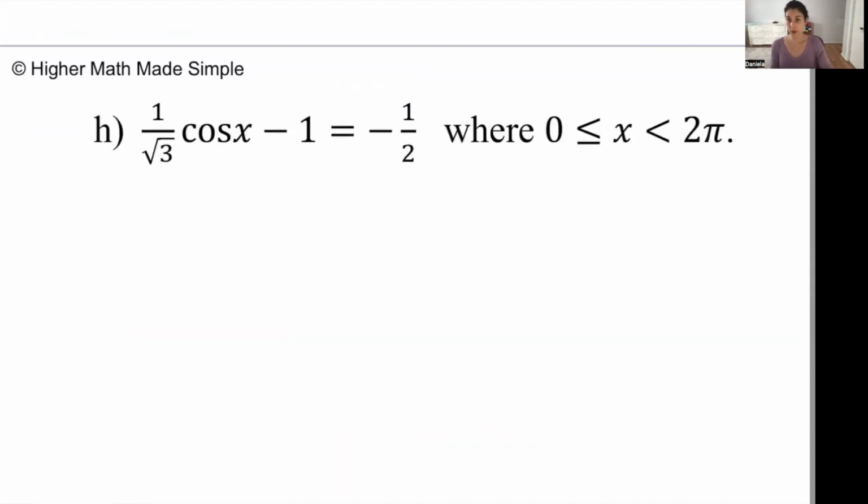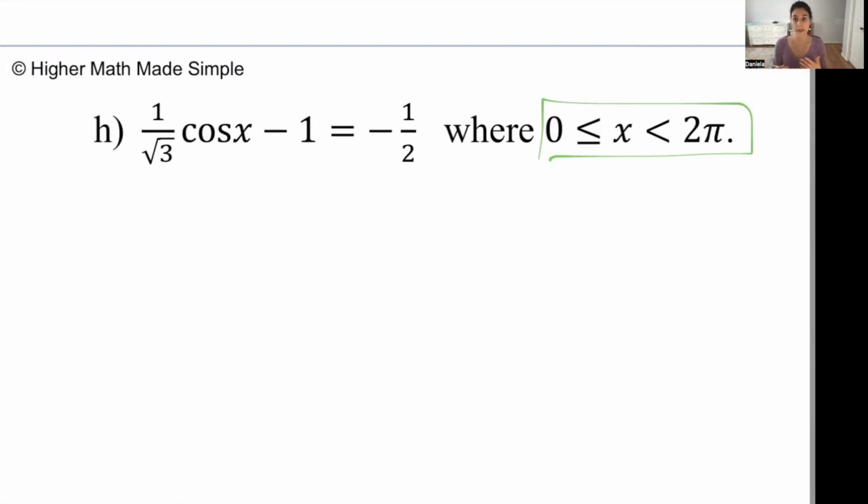So for part H, this is not asking for all of the solutions. We want only those that are between 0 and 2 pi. Okay, so this is very specific. So there's not going to be infinite answers here, not with including all the coterminal angles.